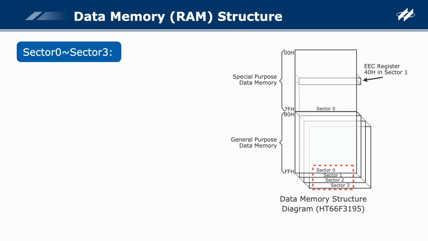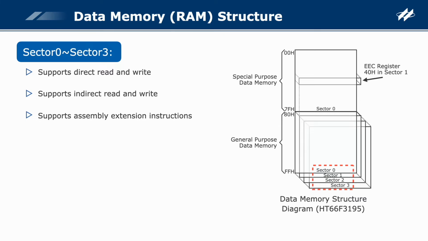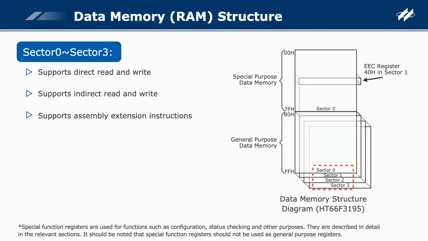The data memory is divided into multiple sectors and supports a variety of read and write methods, including support for direct read and write, indirect read and write, and assembly extended instructions. Special function registers are used for functions such as configuration, status checking, and other purposes. They are described in detail in the relevant sections. It should be noted that special function registers should not be used as general-purpose registers.